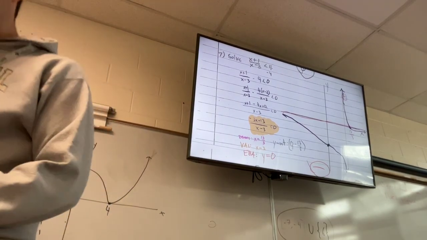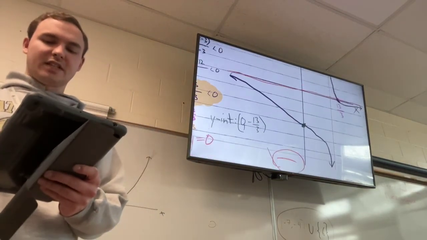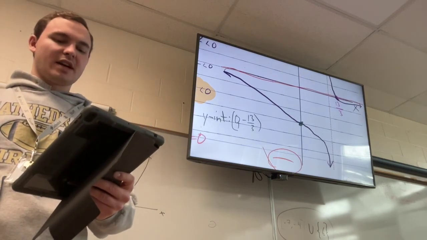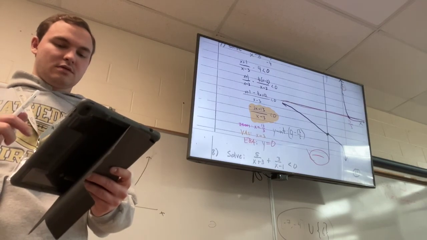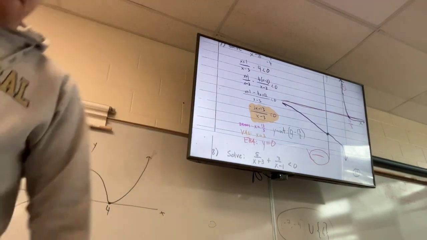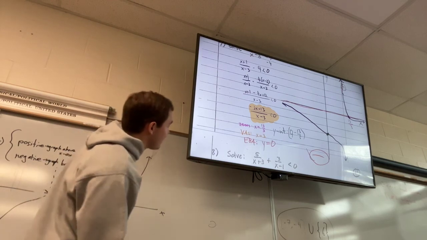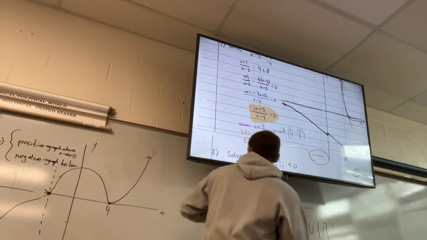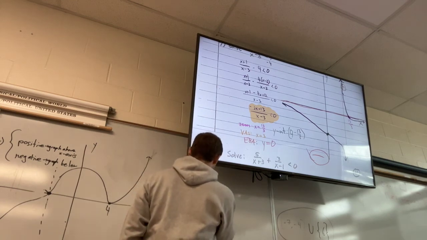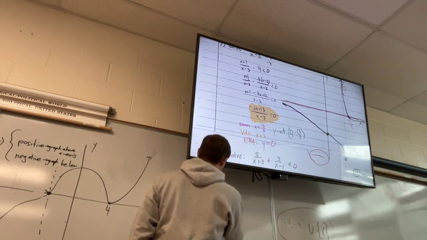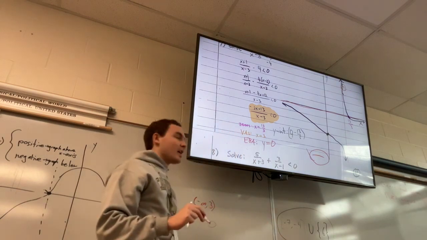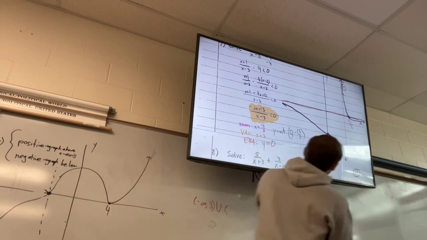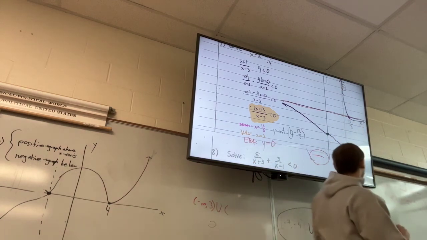Okay, so where is this graph below the x-axis? Negative infinity to that first vertical asymptote, right? It's below the x-axis all the way over to that first vertical asymptote, which is 3. So negative infinity to 3. Why do I get a parenthesis on 3? It's because it's undefined. And then union 13 over 3 to positive infinity.